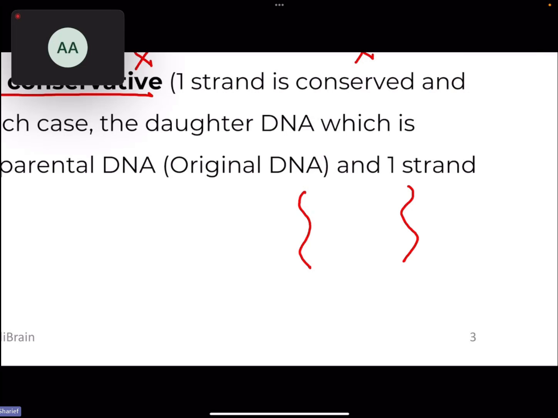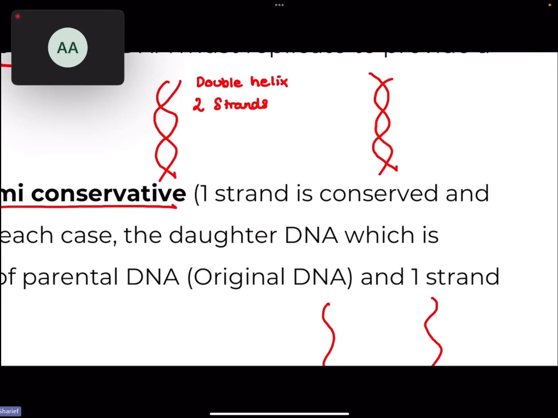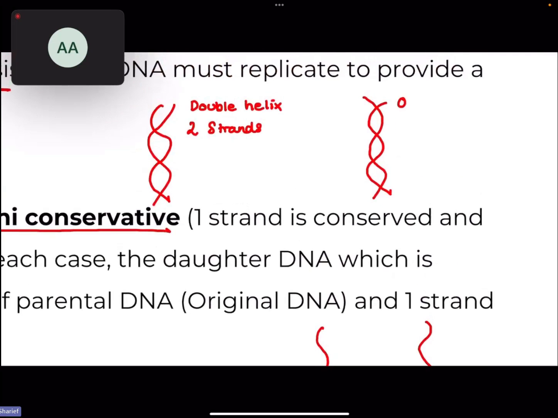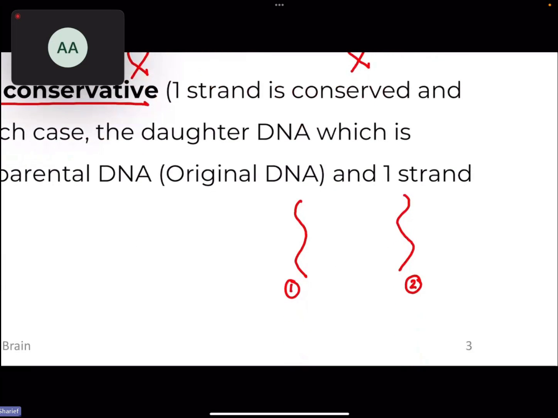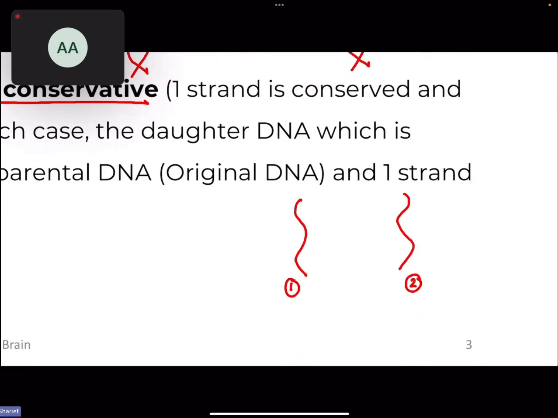Okay, we will have each strand like this, and then each of these strands, let's call this one and let's call this two, will act as a template so the other strand can be formed. So this is the original DNA. Over here we have the original DNA. This original DNA has split, the two strands have separated, so we had one and two.